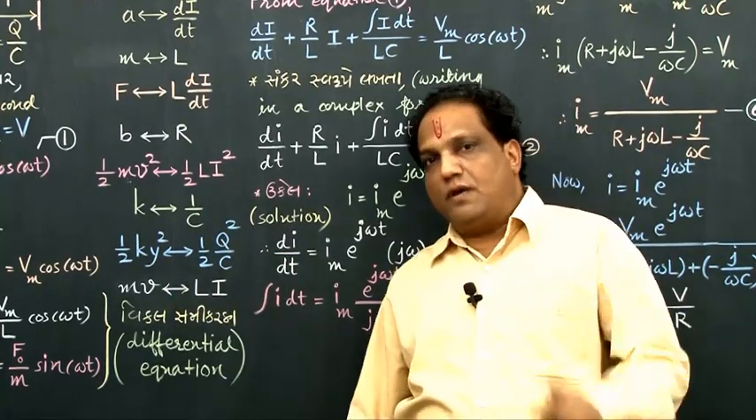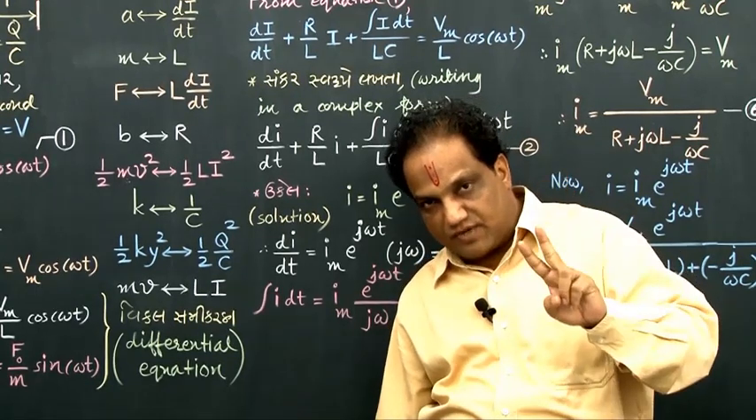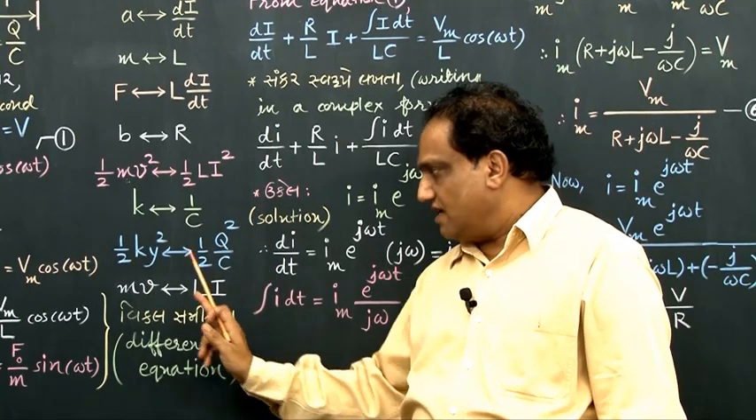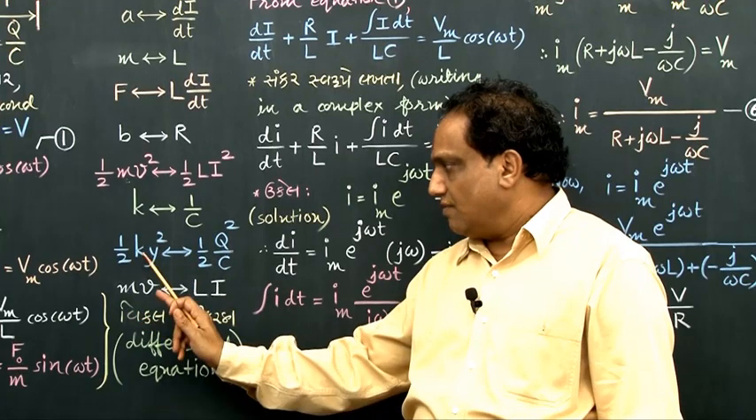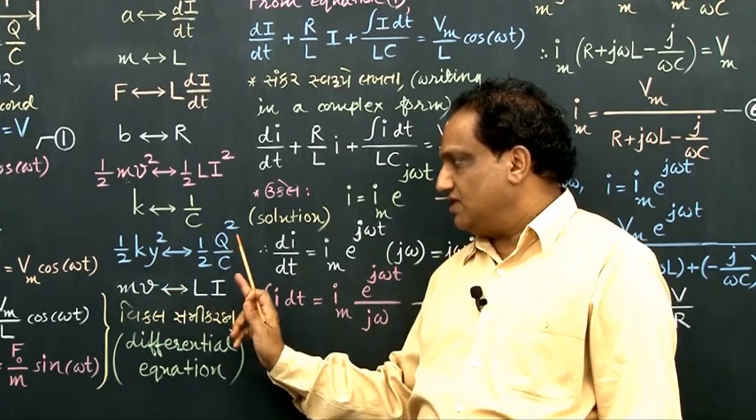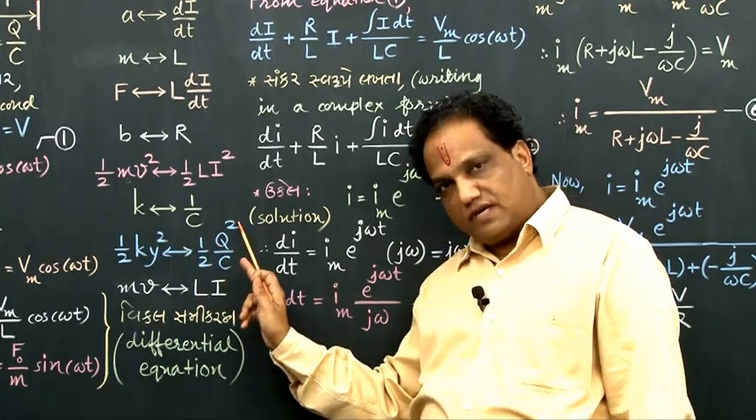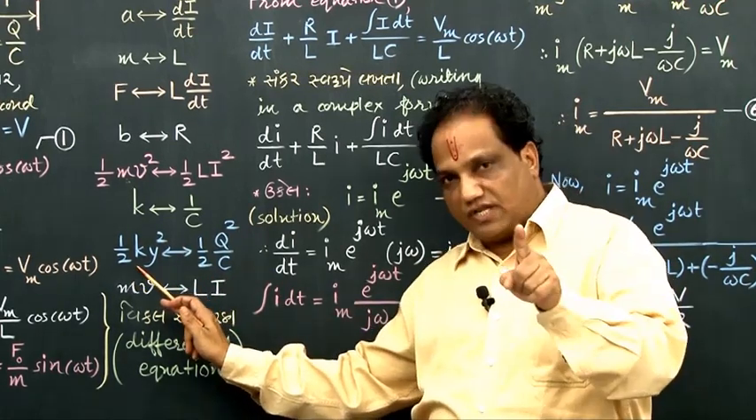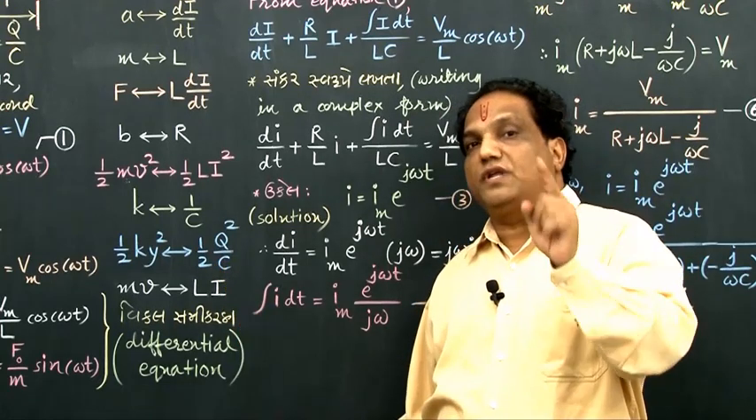Did you study the potential energy of a simple harmonic oscillator in 11th standard, second semester? The formula was half k y square. Half as it is, in place of small k, you can write 1 upon C, and in place of displacement, you should write charge. Because here it is y square, I should write q square. So what is this? This is electrostatic potential energy stored in a capacitor.